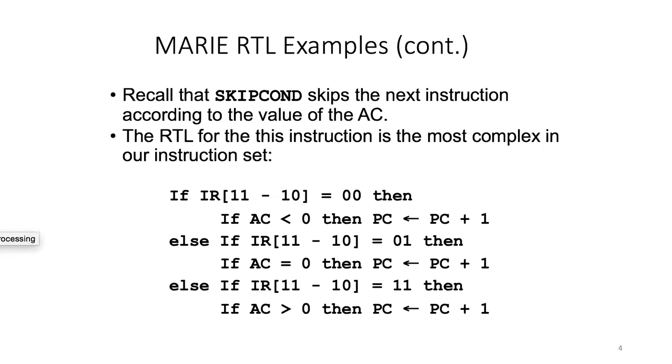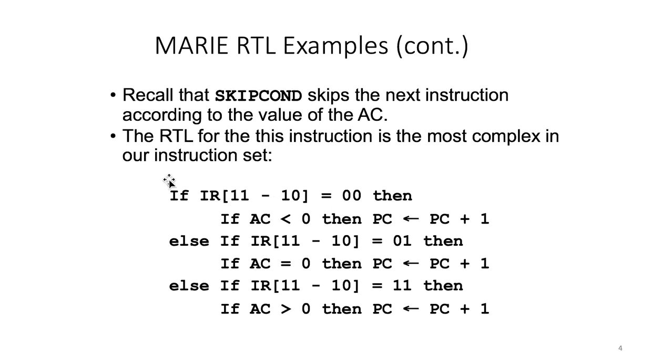Here's another example of MARIE RTL, a more complex one for the skip cond instruction. We recall that skip cond instructions skip the next instruction according to the value of the AC. The RTL for this instruction is the most complex of our instruction set in the MARIE architecture, and it is performed in the following steps.